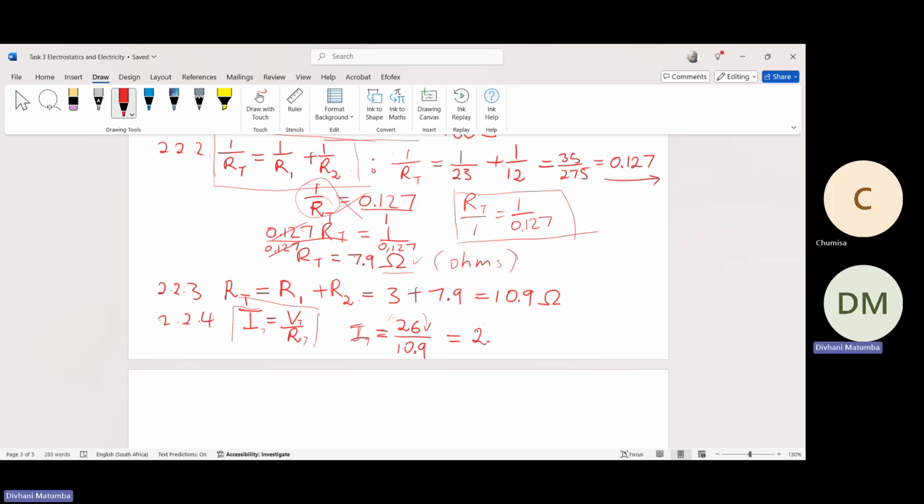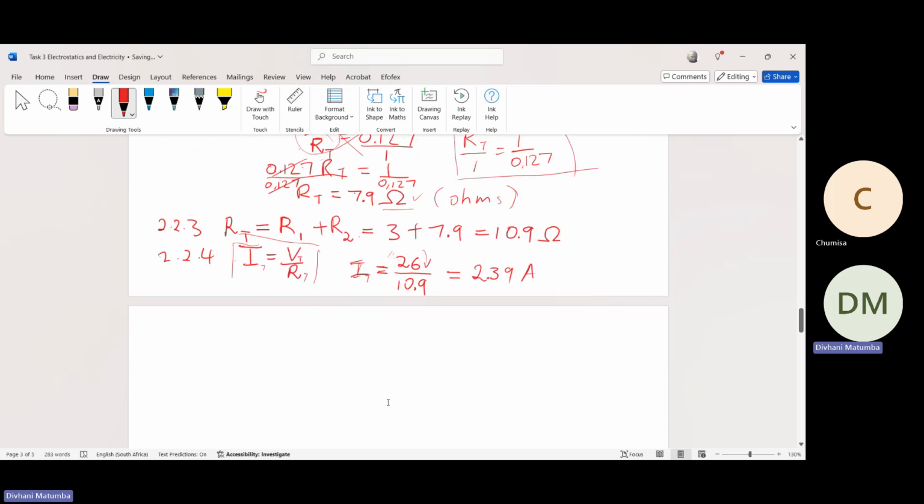You got 2.39. I think you agree. Did you get that? Yes, sir. Okay, that's I total. That's the total current of the entire circuit.